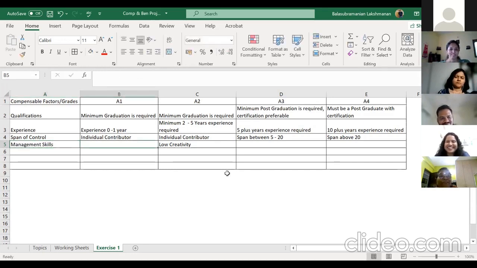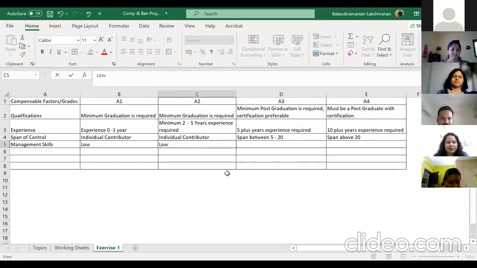Very simple then. Low, medium, and high. So we can mention low, right? For A1 and A2, and medium and high.